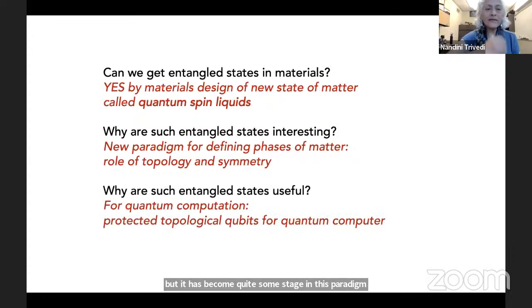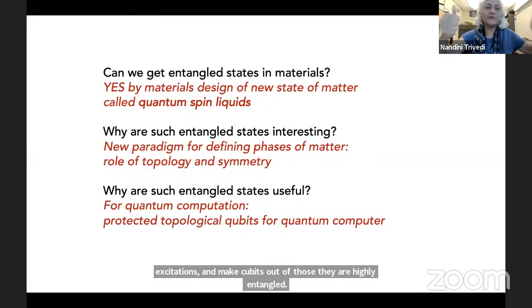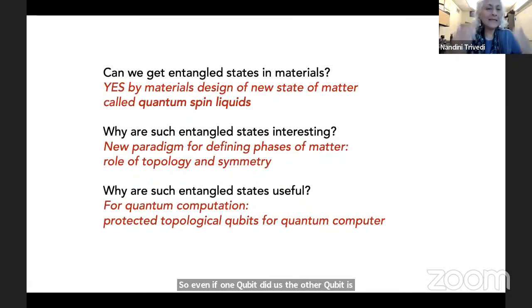And now you can go forward and ask, why are such entangled states useful? The key reason people are interested in this is that the excitations, because of the entanglement, are highly correlated. So you can use them to make topological qubits. You remember on the honeycomb, I had put a qubit at every site. If you made a real material, that qubit would be interacting with the environment and it would decohere. On the other hand, if you take the emergent excitations and make qubits out of those, they are highly entangled. So even if one qubit dithers, the other qubit is controlling it through the entanglement patterns. And that's why this becomes such an amazing platform for creating topological qubits for quantum computers.